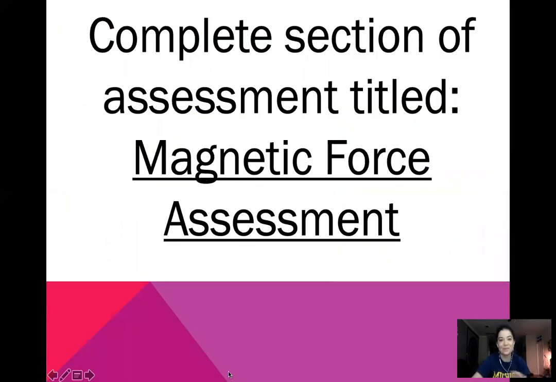All right, so the last thing you need to do is complete the section of the assessment that's titled Magnetic Force. That's it for our lesson. I know the right-hand rule is a little wonky, but I believe in you. I know you guys can do it. This assessment does have a grade associated with it. Do your best. Come to office hours.